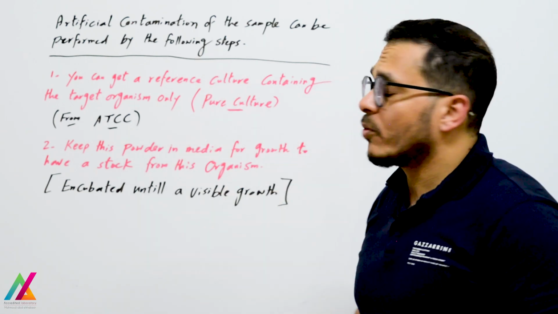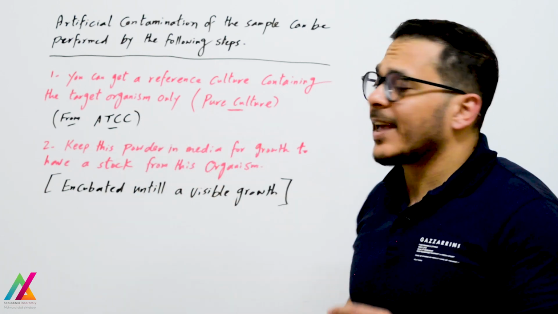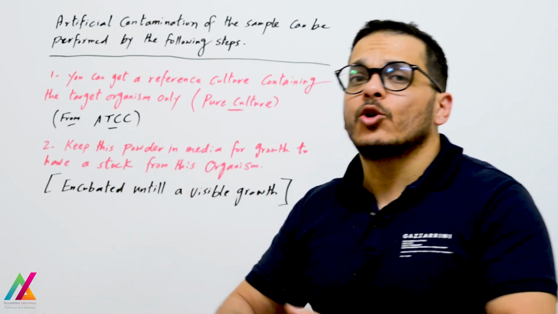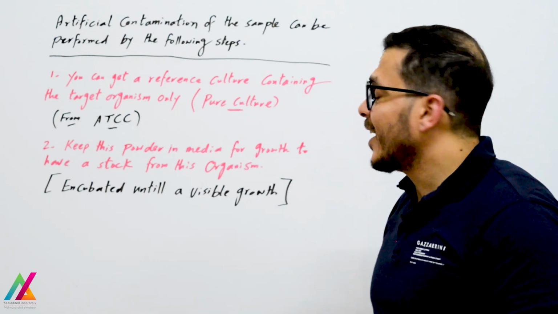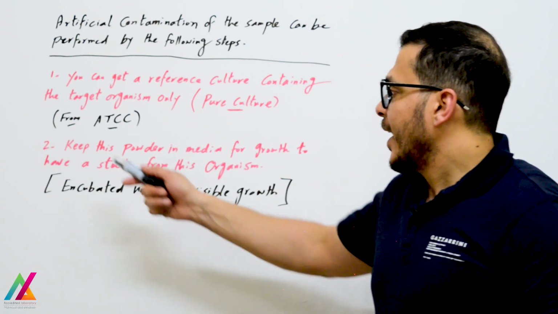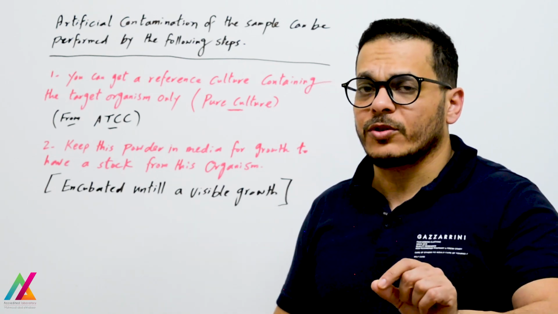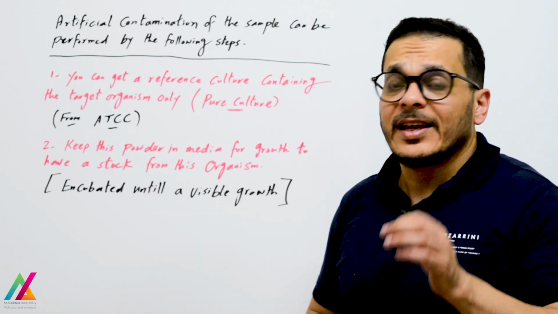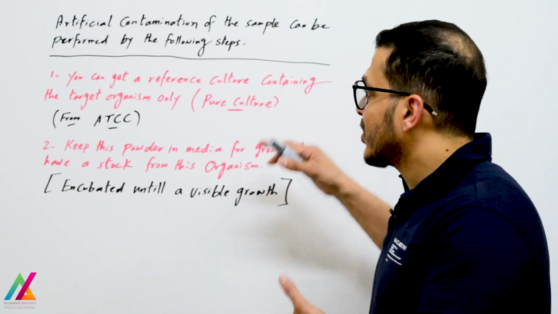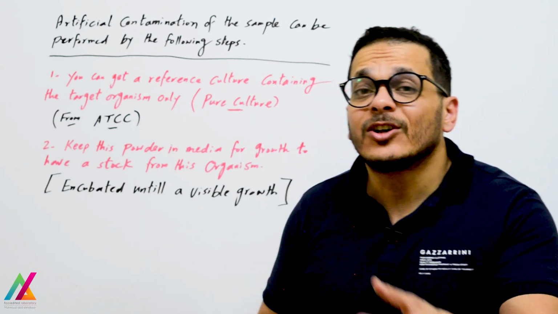Artificial contamination of the sample can be performed by the following steps. First, you can get a reference culture or pure culture containing the target organism without any other interfering organisms, only a pure culture containing the target organism. That you can get from American Type Culture Collection, and keep this powder in the growth media until you have visible growth. So it should be incubated until visible growth to have a stock of this organism.